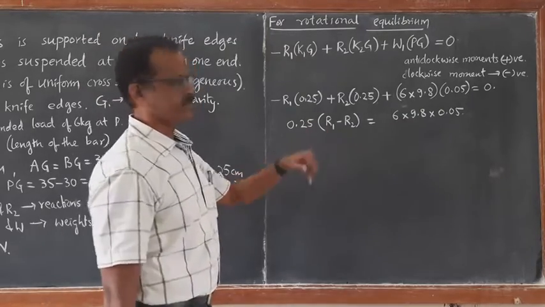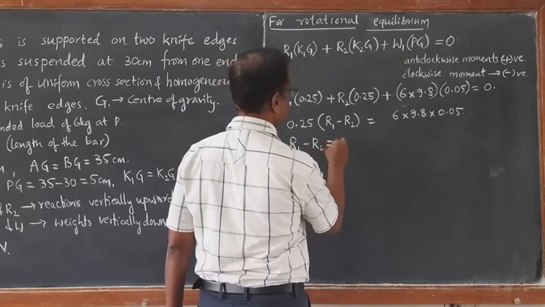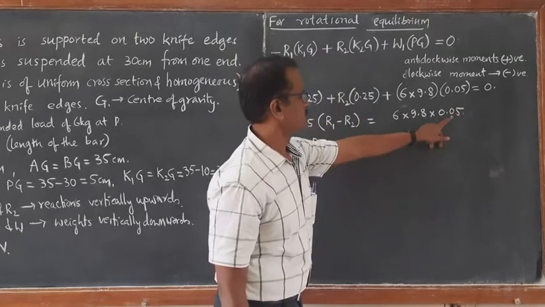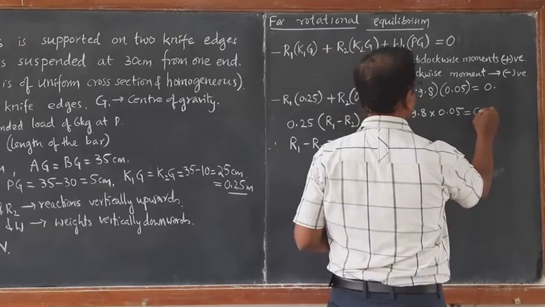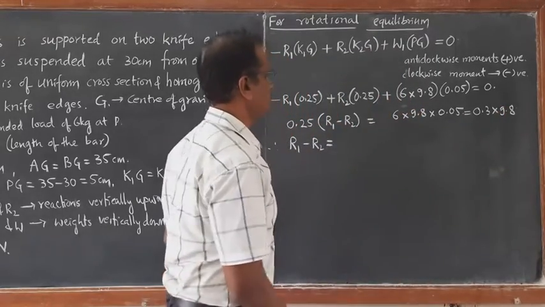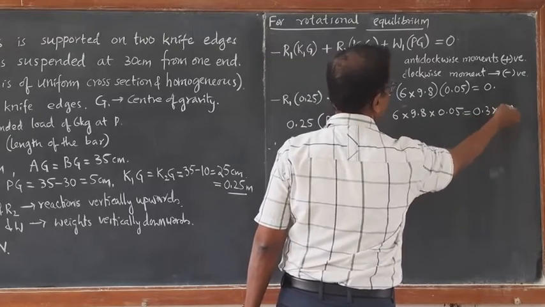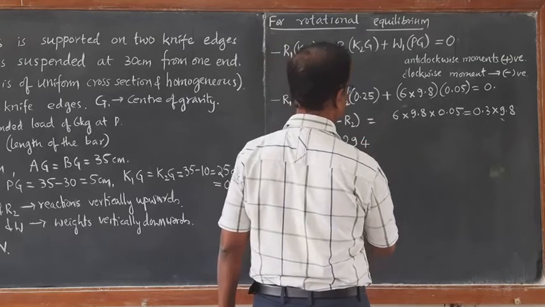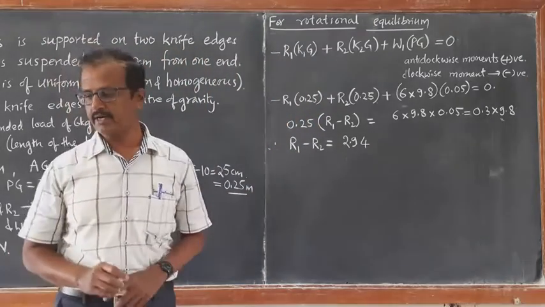Then we will get the equation in R1 minus R2. Therefore, R1 minus R2 equal to, 6 5s are 30, so it becomes 0.3. So this can be written as 0.3 into 9.8. 3 8s are 24, carry 2. Then 3 9s are 27, 27 plus 2, 29. So it becomes 2.94. So 0.25 into R1 minus R2 is 2.94.